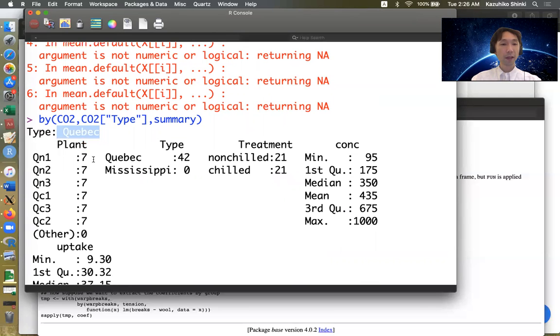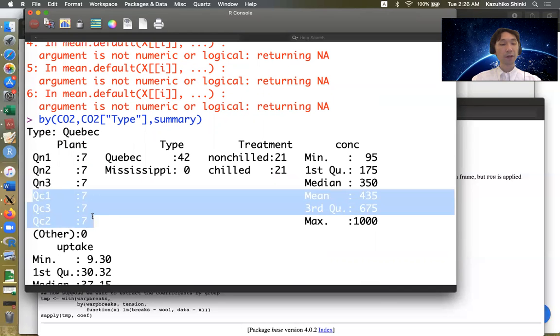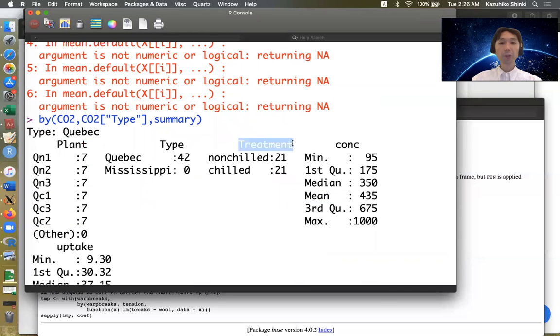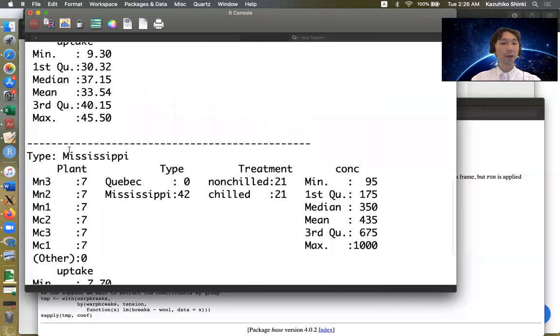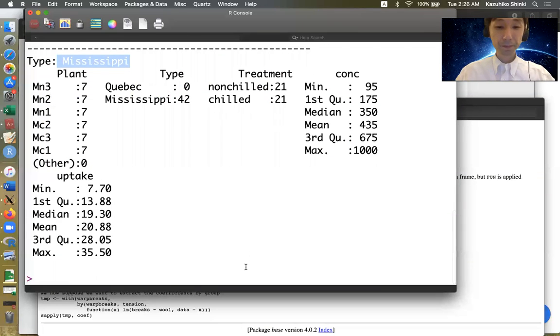For Quebec City, actually we have 6 plants, with 7 observations each: QN1, QN2, QN3, and QC1, 2, and 3. And for the treatment, it's 21 each. And the concentration is a continuous variable. Also we have the summary for Mississippi, so we have a little more information. Okay, so this is how the aggregate function and the by function are used.